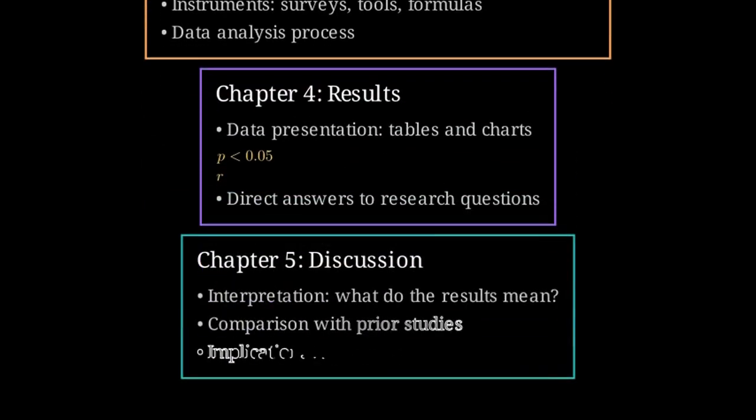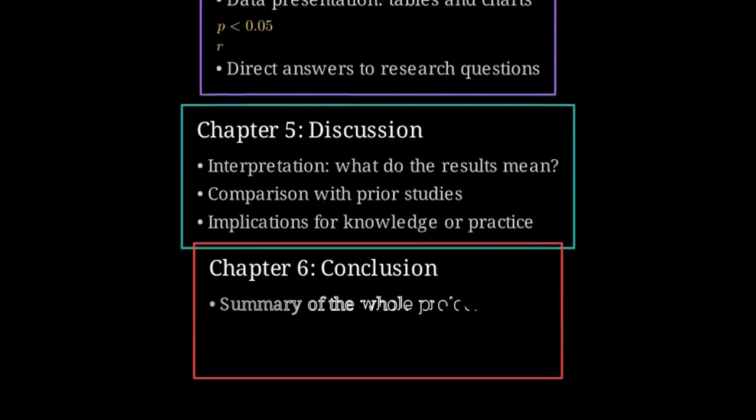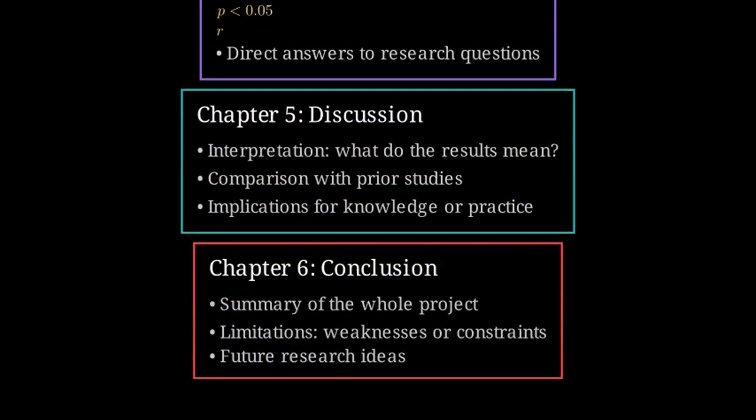Chapter 5 is discussion. Here you interpret what the results mean, compare them to the literature, and explain the implications for the field. Chapter 6 is the conclusion. You summarize the project, acknowledge limitations, and propose future research directions.